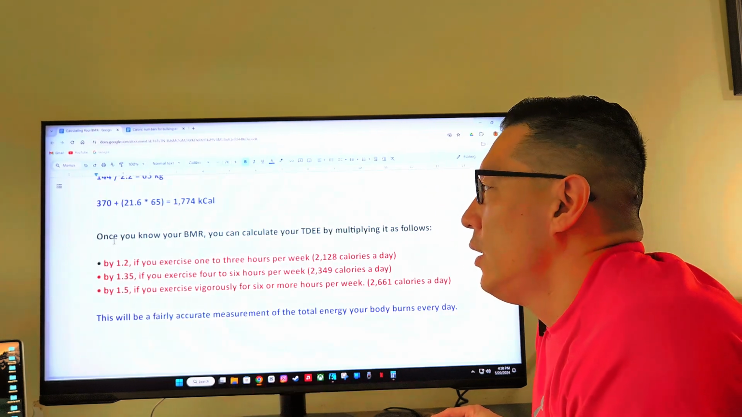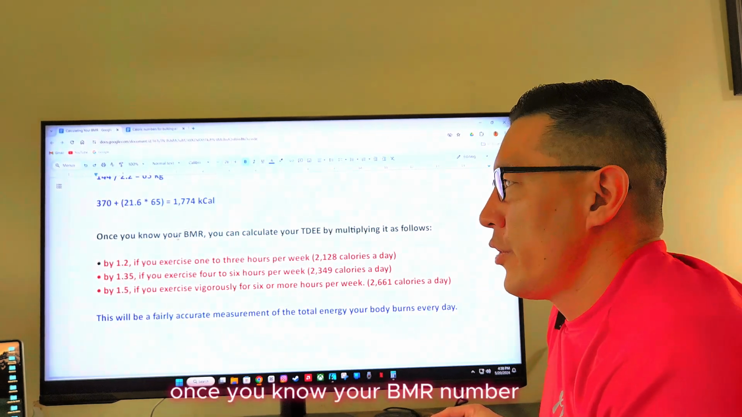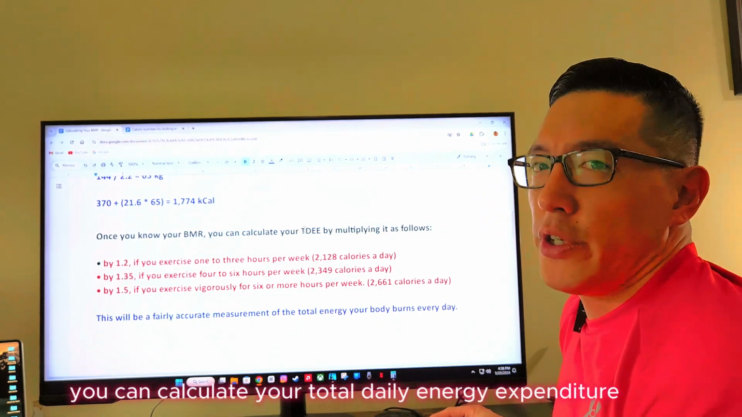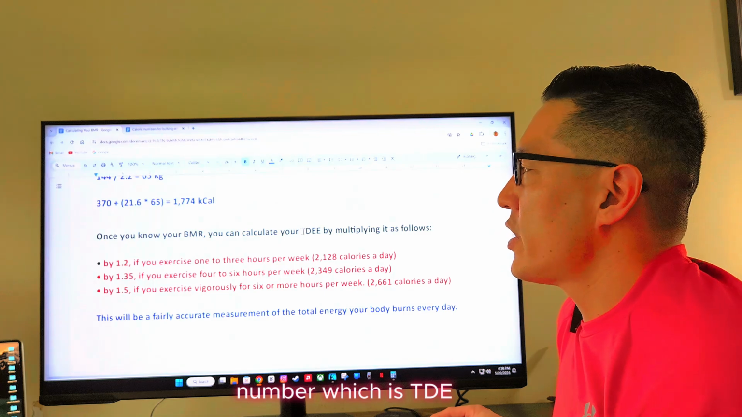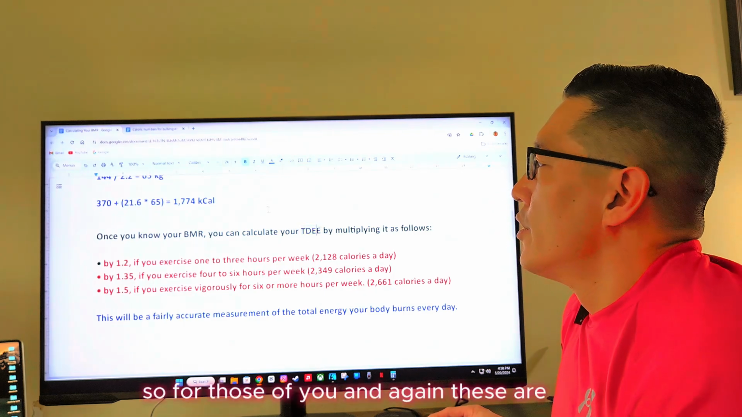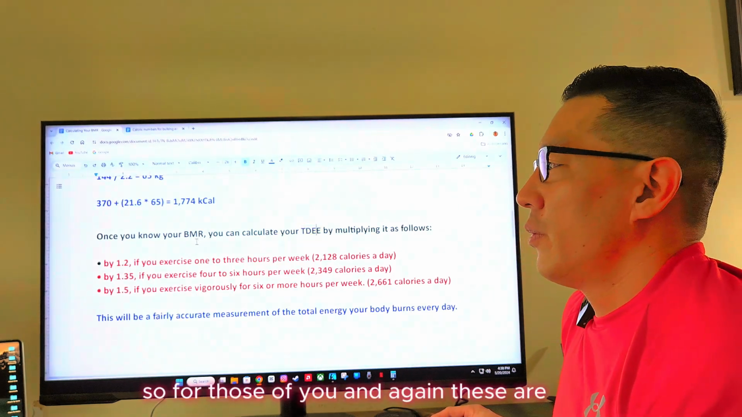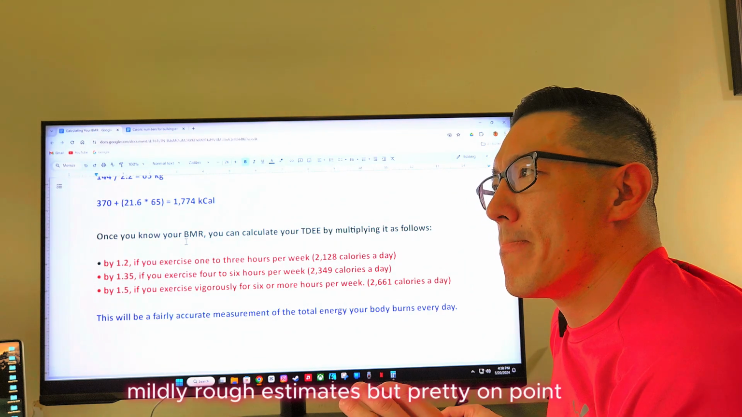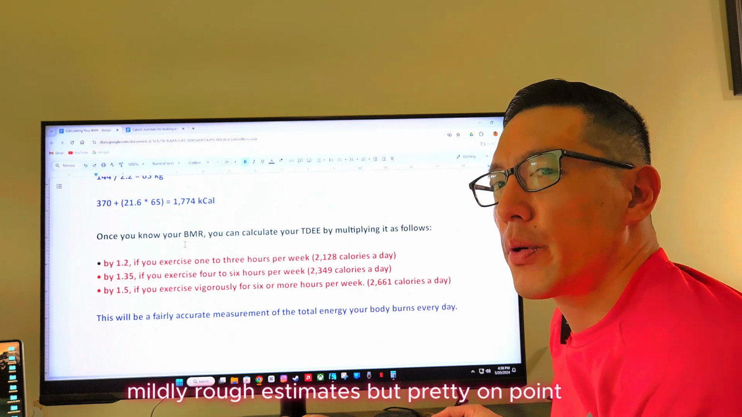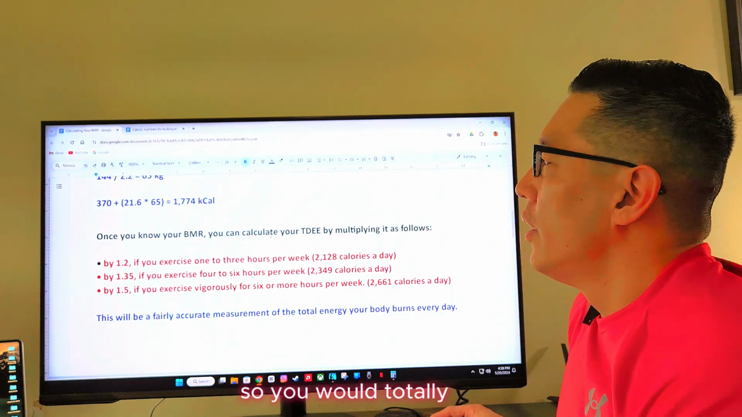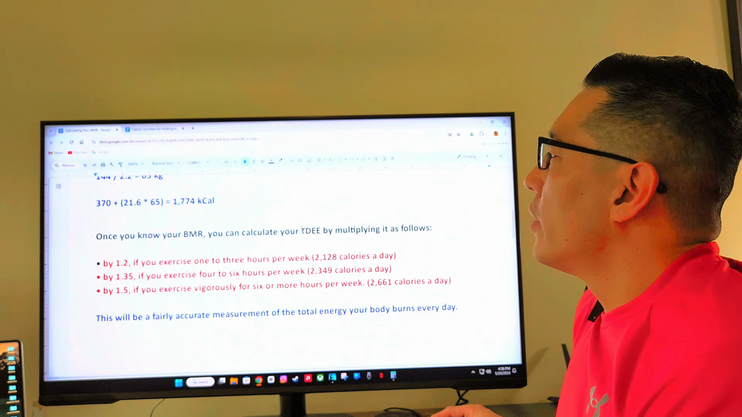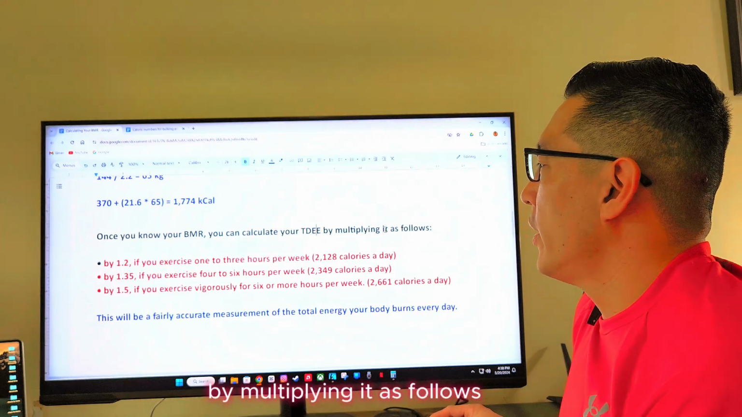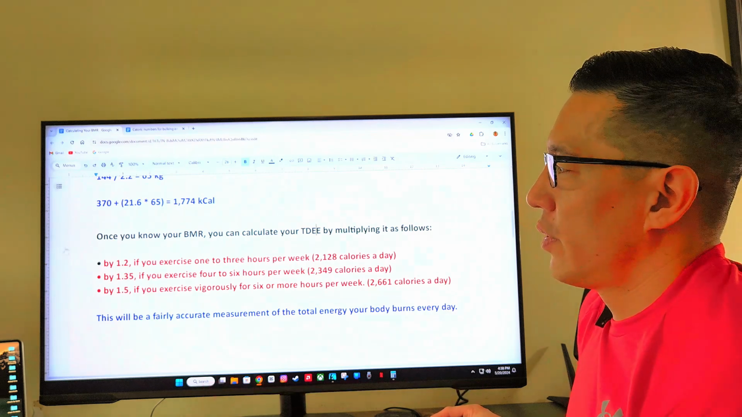But once you know your BMR number, then you can calculate your total daily energy expenditure number, which is TDEE. So for those of you, and again, these are mildly rough estimates, but pretty on point. So you would calculate your total daily energy expenditure by multiplying it as follows.